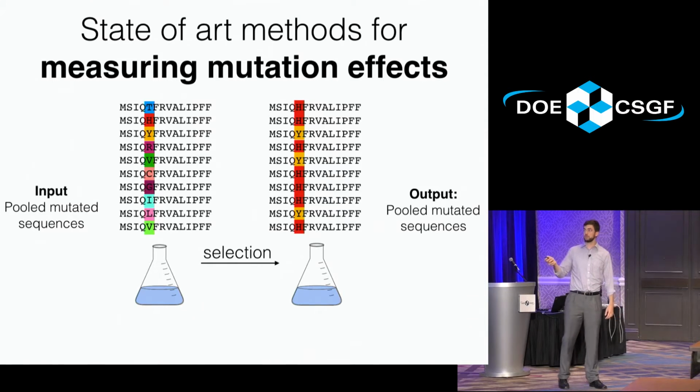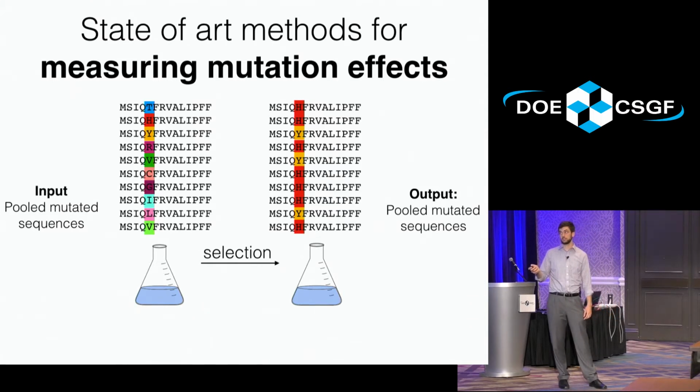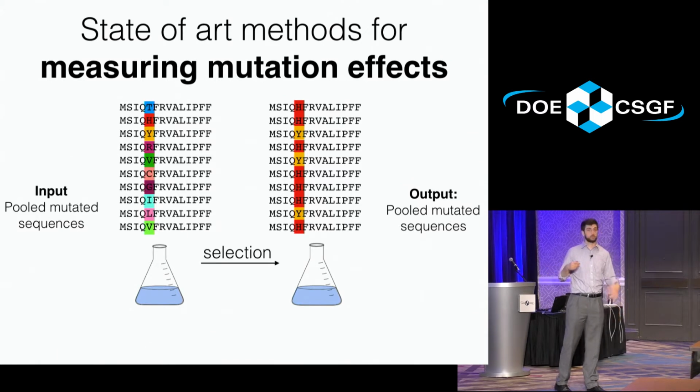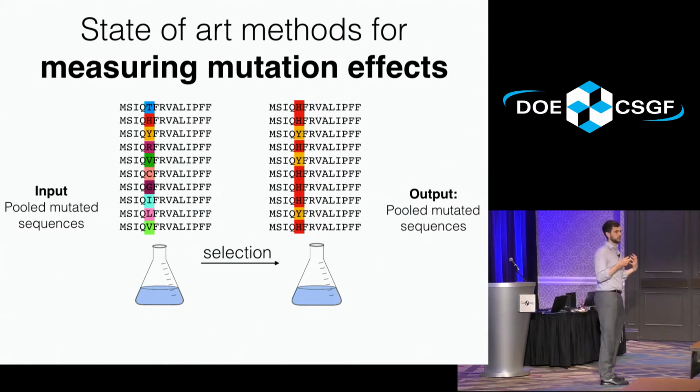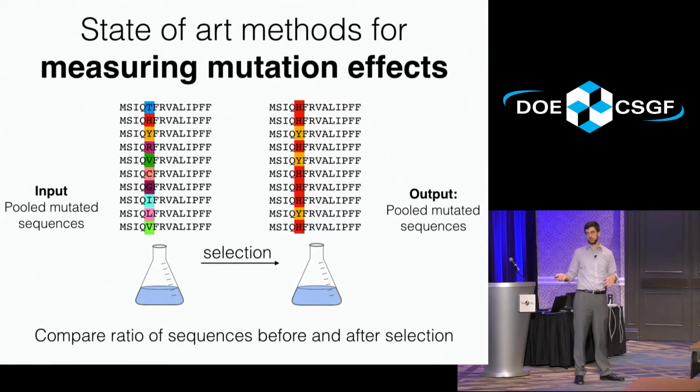And then you count the number of instances before and after selection. So what you see here is that these were all pretty homogeneous before selection, then afterwards the H's and the Y's were preferred. So we'd say these mutations are tolerable, they're functional. Everything else probably caused that organism to die. It wasn't fit, so it is a deleterious mutation. So you just compare the ratio of sequences before and after an experiment.